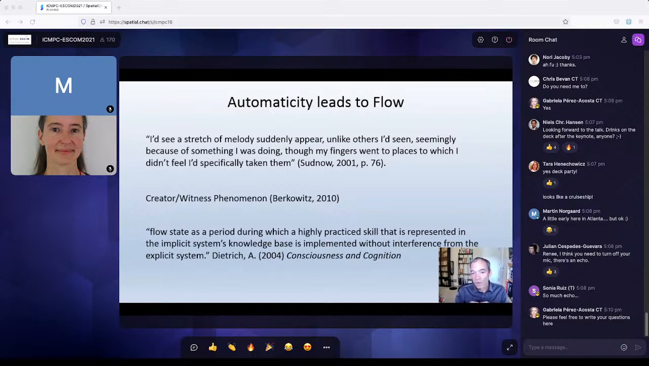So the basic idea here is that there's some automaticity. It's related to skill level, and this could align with the flow state as suggested by Arne Dietrich, where he says that flow state is a period after your skill is highly practiced and you are relying on your implicit systems knowledge base, which seems to align with this description of the artist-level improvisers as having this idea bank.